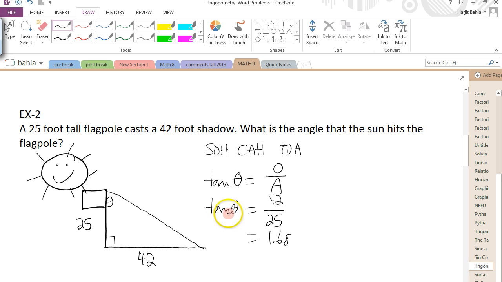Inverse tan that to get rid of the tan. So we inverse tan this side. Do the same to the other side. Inverse tan cancels out, left with theta.